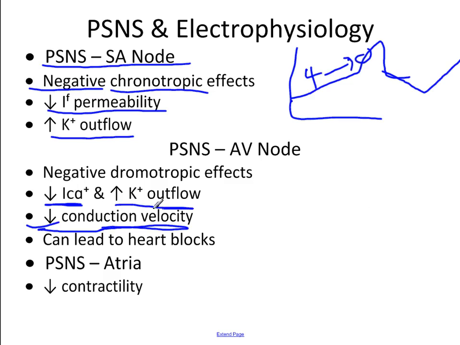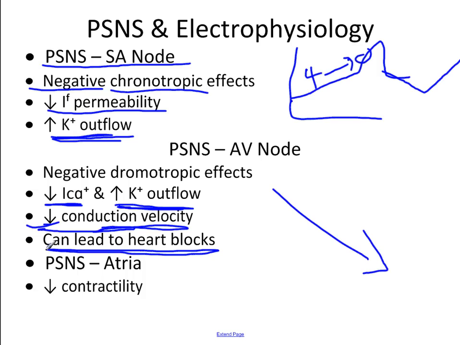And at the same time, if we increase the exact same channels as up here, those potassium acetylcholine channels, ACH channels, that's going to make it more negative, and it's going to have a much slower firing rate. As a result, it's going to slow down the conduction velocity, and slow down the rate that the signal goes from atria to ventricles. Now, clinically, this is important because too much activity of the vagus nerve on the AV node can lead to what are called heart blocks.